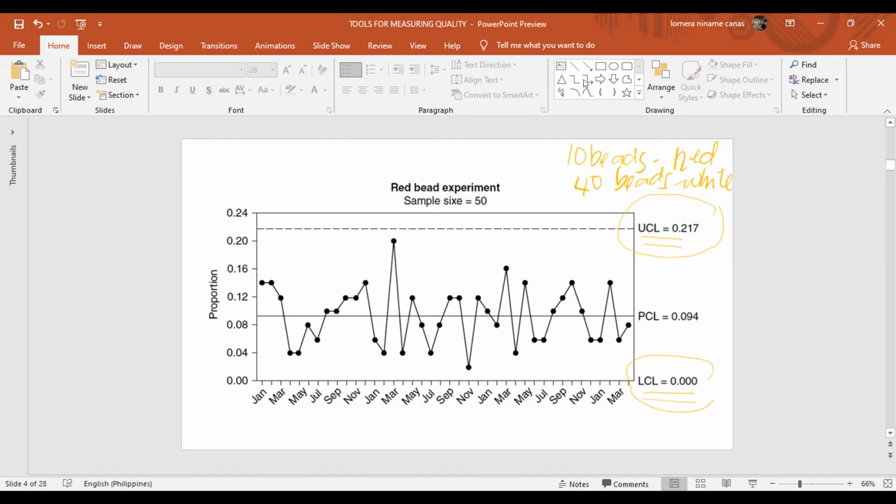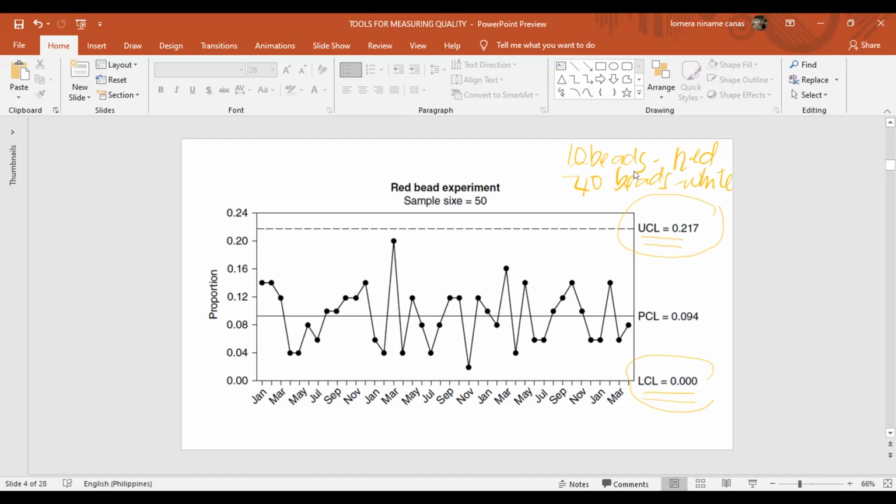In this illustration, we can have an analogy example. If we are in the production area, these 10 beads, let us say that the manufacturing is producing 50 beads that should be color white. But again, there are things which are out of our control that produced 10 beads which are red. Okay? So let us say that these 10 beads are scrap in the production, or it needs to be reworked.